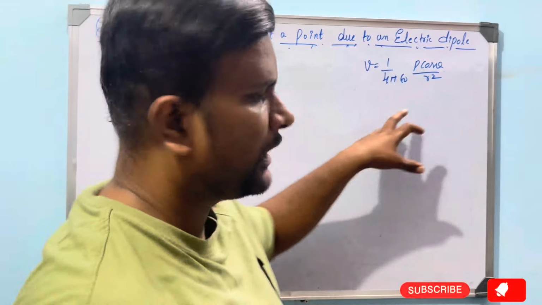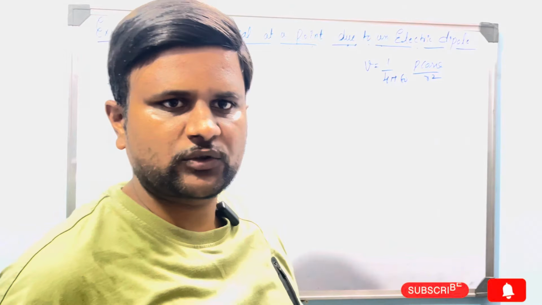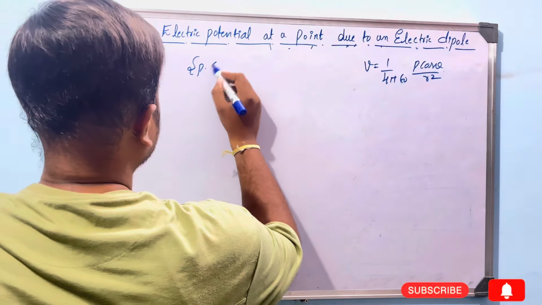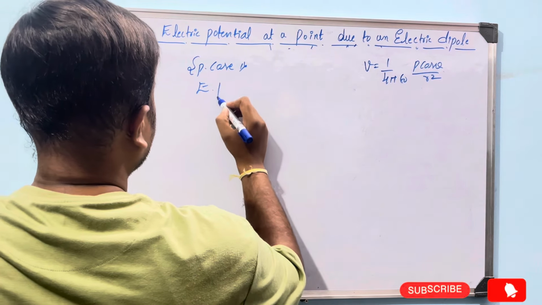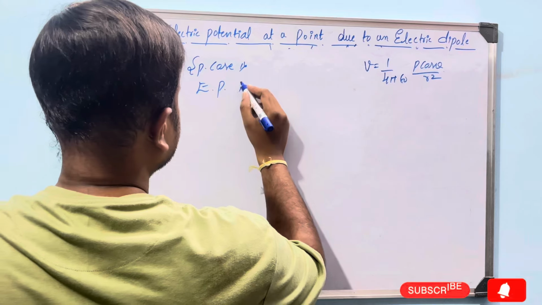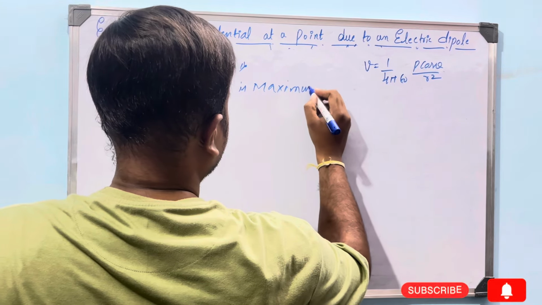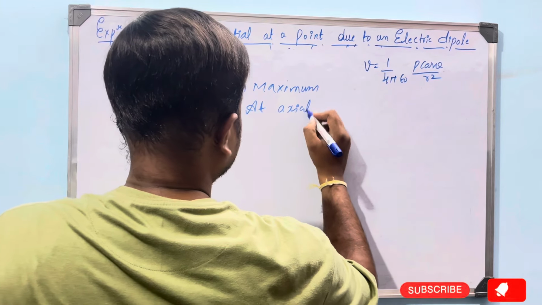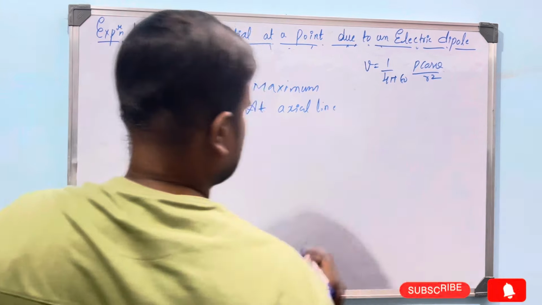So see, now we got the expression V is equal to 1 by 4 pi epsilon naught P cos theta divided by R square. So let us discuss what the special cases are. Special case 1: electric potential due to the dipole is maximum at the axial line. Axial line means along the axis, so theta is equal to 0 or 180 degrees.